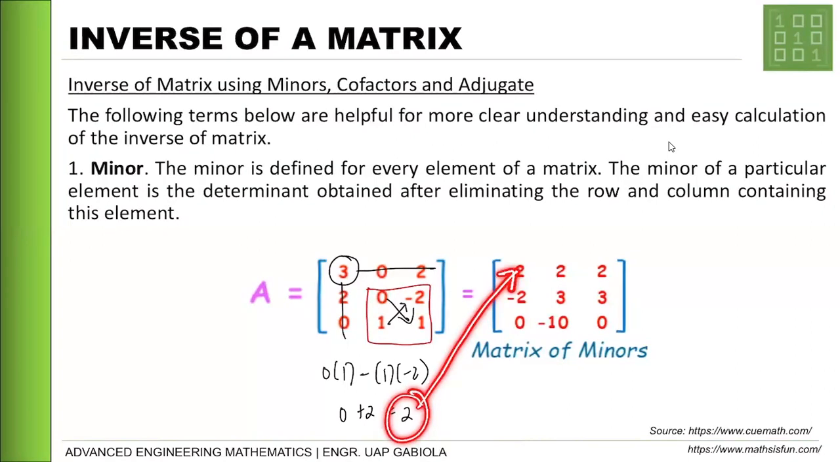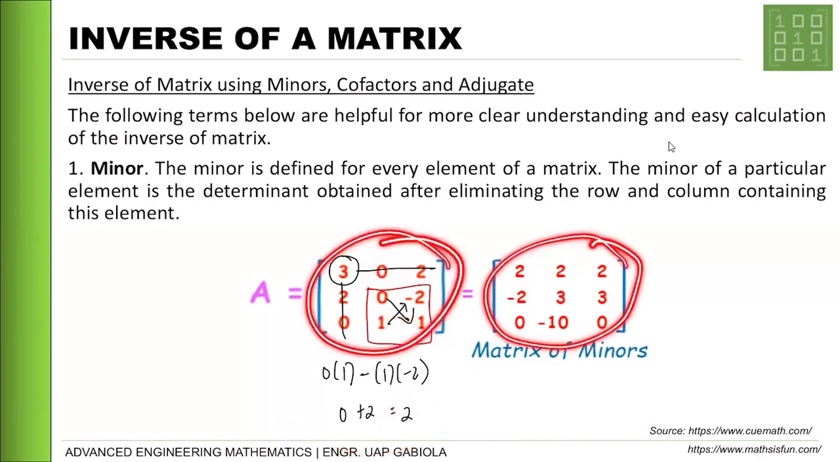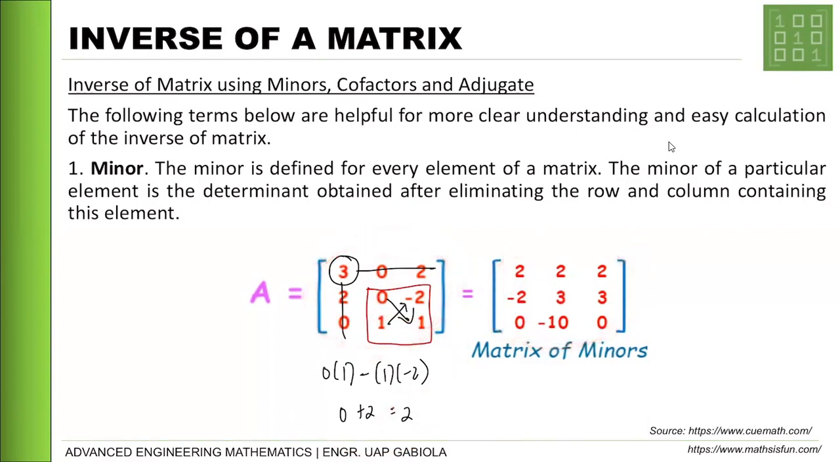Okay? Ibig sabihin, for each element, meron siyang sariling minor. Na ang method mo is gagawin mo ganito. So, itong mga values na to, galing yan dito. Okay? So, try natin halimbawa is itong 0 sa gitna. Okay? So, eliminate natin yung row and column niya. Ang matitira sa atin is yung 3, 2, 0, 1. Okay? So, ang determinant nun ay, so we have 3 times 1 minus 0 times 2. Okay? So, equals yan sa 3. Kaya mapapansin nyo dito, 3 yung nakalagay doon sa gitna.